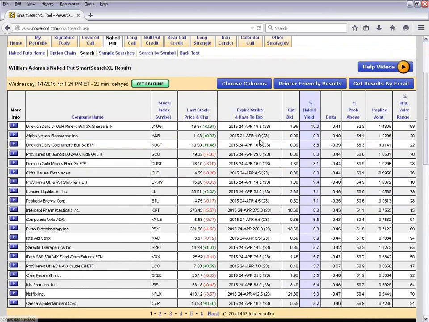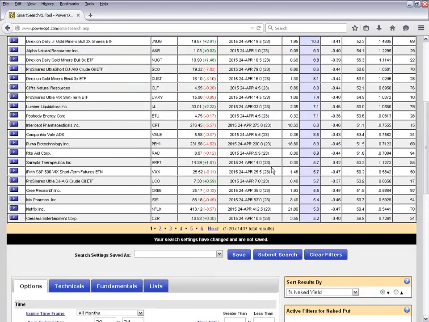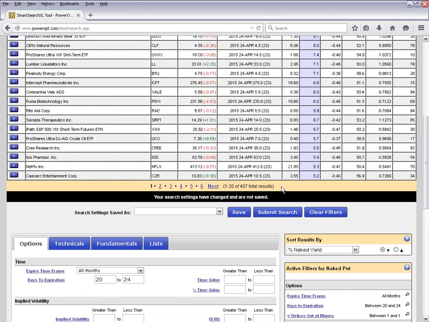All right, and this is just going to show us the 23 days out. That's the third week, April 24th, and there's 407 results. So now all of the securities that offer weekly options now offer that continuous weekly series.